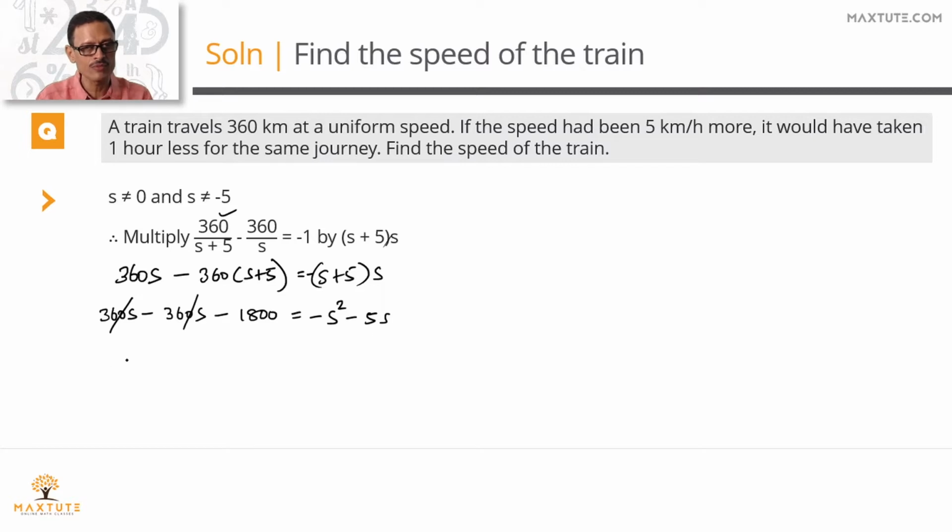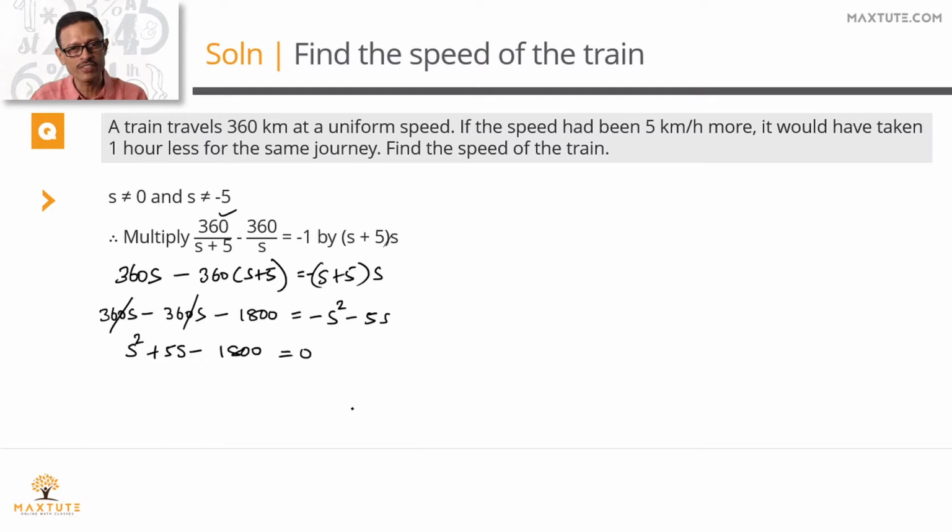Let's take all the s terms to the left hand side. Minus s square will come to the left hand side as plus s square. Minus 5s will come to the left hand side as plus 5s. So s square plus 5s minus 1800 equals 0 is what we need to find the answer for.